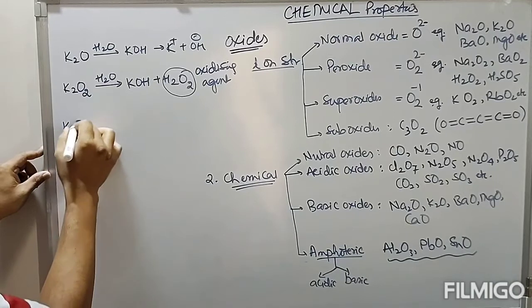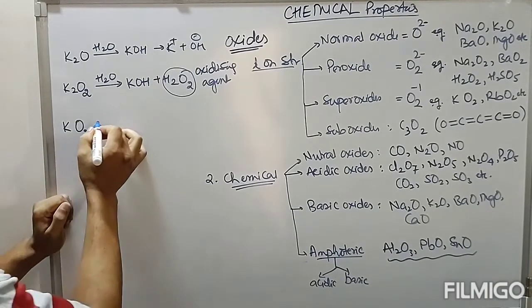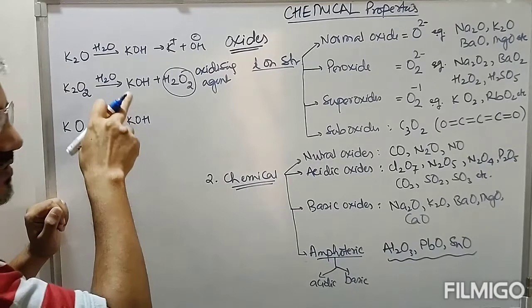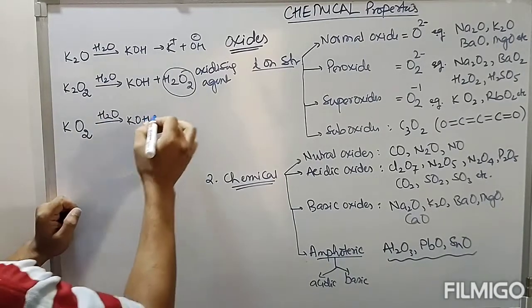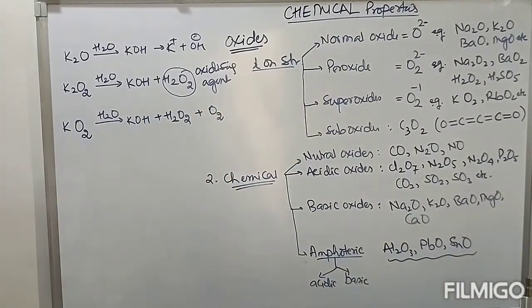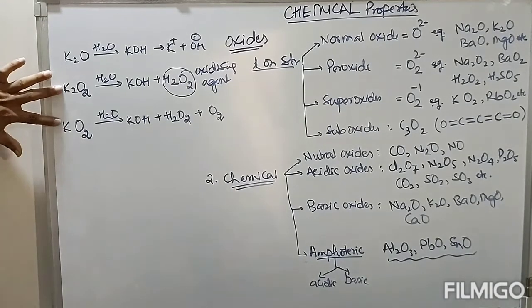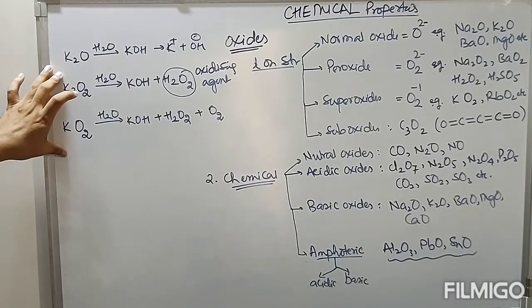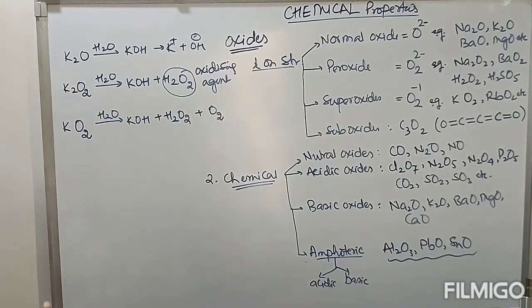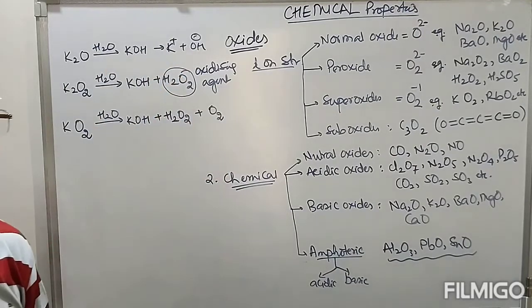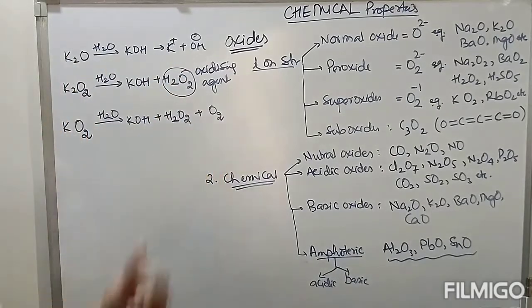Then take KO2, potassium superoxide. When this is dissolved in water, this furnishes potassium hydroxide, and this formation of potassium hydroxide is responsible for the basic character. Along with this it also furnishes hydrogen peroxide along with molecular oxygen. So in both cases, potassium peroxide and the superoxide, both furnish hydrogen peroxide, so both are oxidizing agents. But when we compare the oxidizing character of peroxide and superoxide, superoxides are stronger oxidizing agents due to the formation of additional oxygen. Oxygen itself being an oxidizing agent, this is a stronger oxidizing agent.